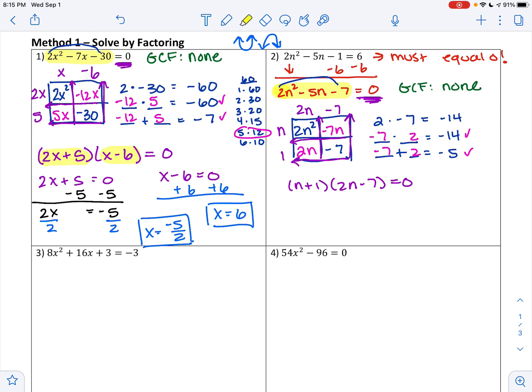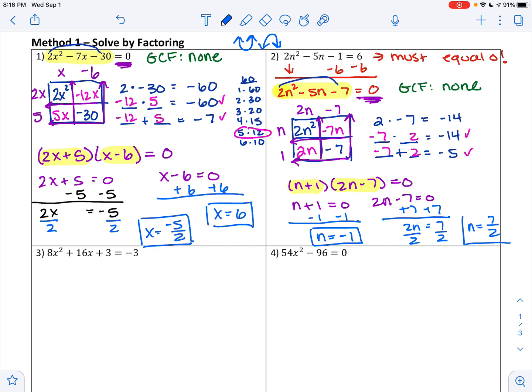So from here, I can use the principle of zero products. This factor times this factor equals 0. So I can say either n plus 1 equals 0 or 2n minus 7 equals 0. To solve this first equation, I'll subtract 1 on both sides and get n equals negative 1. For my second equation, I'm going to add 7 to both sides, and I'll have 2n equals 7. To undo multiplication, I'll do division, and I'll get n equals 7 halves. So my solutions are n equals negative 1 and n equals 7 halves.